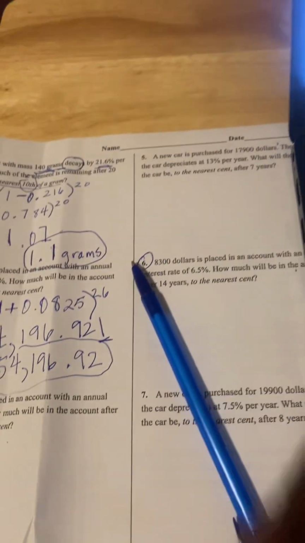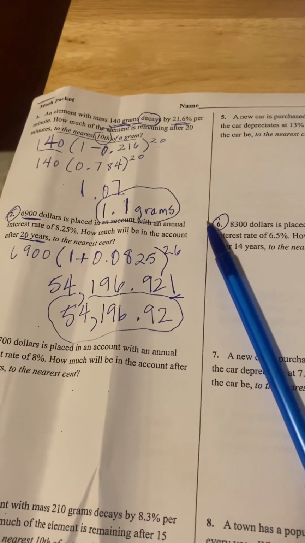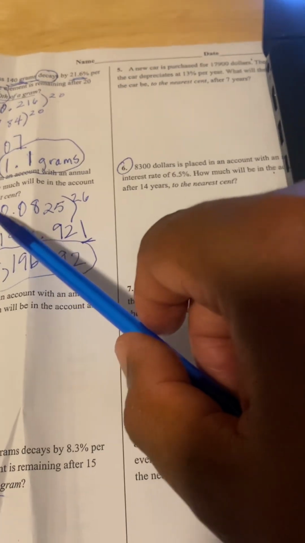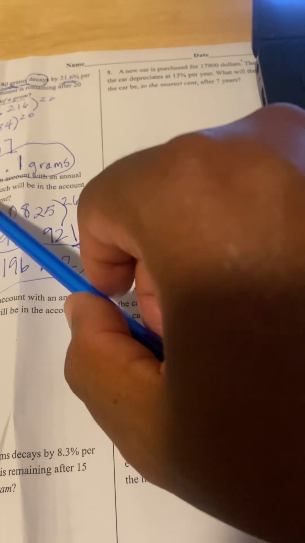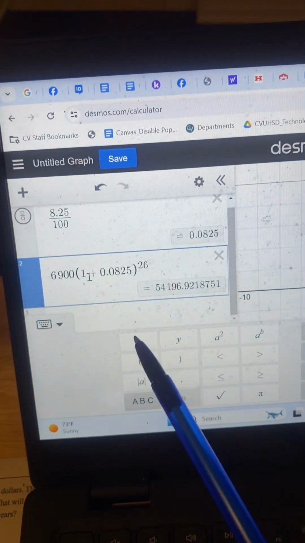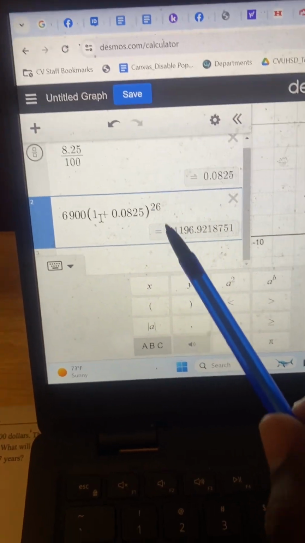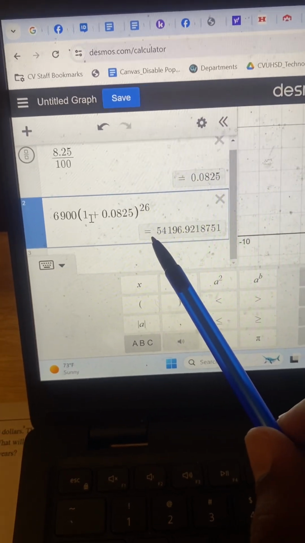All right, I'm going to put this up on YouTube and send it to you. So remember, put the first number first, parentheses, put a 1, put your plus, change your percentage to a decimal like I showed you here. All right, and then put everything in the parentheses in the calculator. Remember, press shift 6 for your exponent.